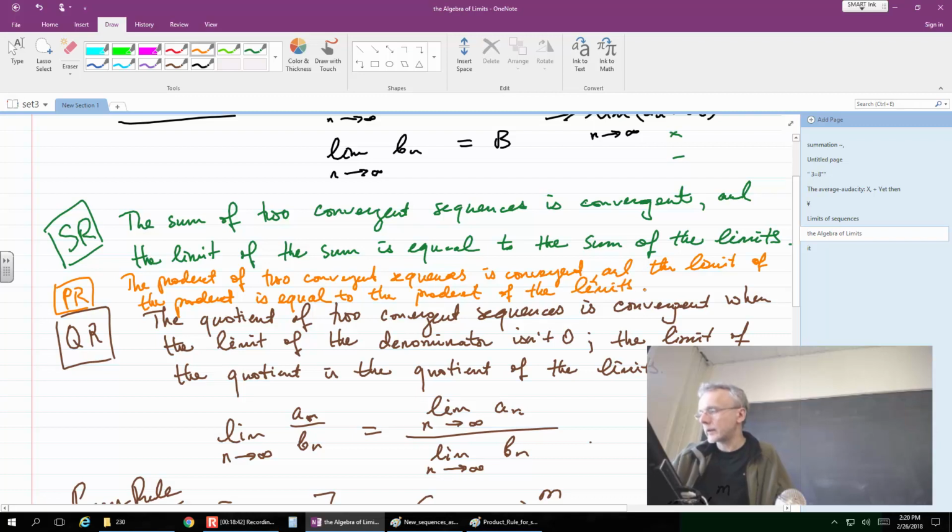The formula certainly is very simple: if An goes to A and Bn goes to B, then An times Bn is going towards A times B. So that's the product rule for sequences.